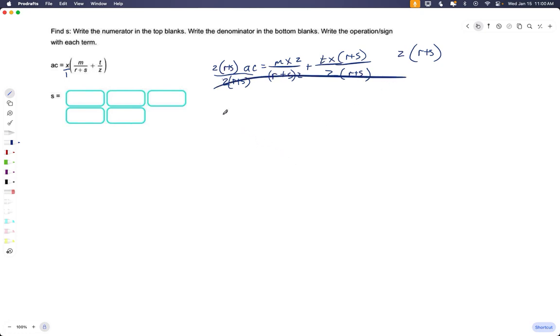So we have zacr plus zacs is equal to mxz plus txr plus txs. All right, you want the s terms together, so I'm going to take this one away.